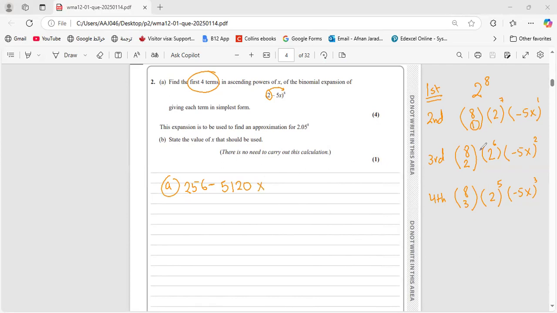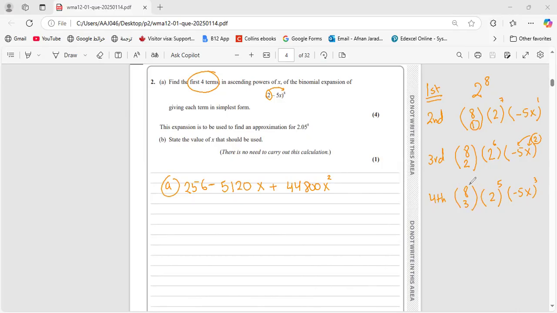For the third term, you need to use your calculator to find 8 choose 2 multiplied by 2 to the power of 6 multiplied by negative 5 to the power of 2. Negative 5 to the power of 2, you need to distribute it for x and negative 5. The answer will be 44,800 x squared.